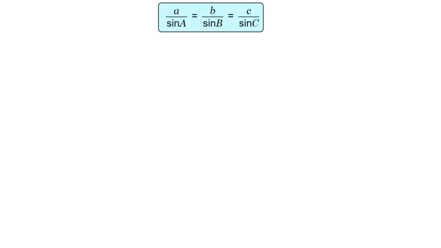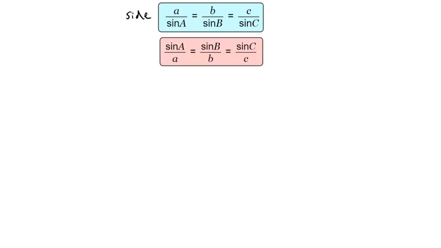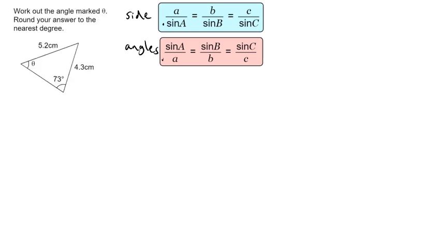Okay, year 10. So last lesson we looked at using the sine rule to calculate missing side lengths in triangles. Today we're going to look at using this version of the sine rule to calculate missing angles in triangles. So the top version of the formula is for sides, the bottom version of the formula is for angles. They're just reciprocals of each other, they're written upside down. You will need to know both of those formulas.